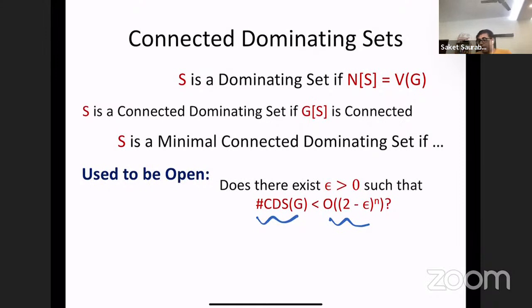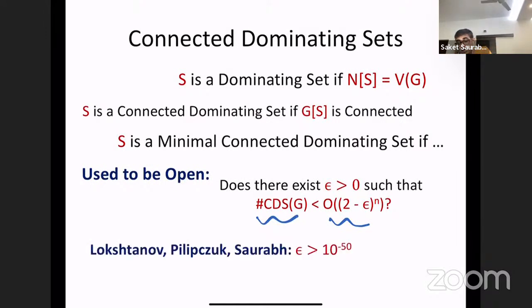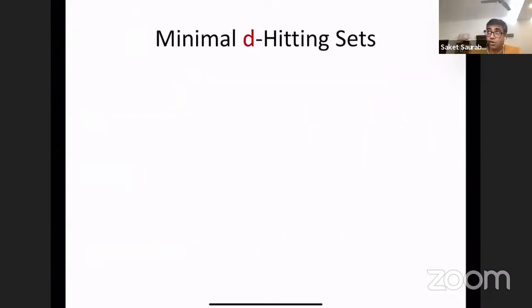And it took us a lot of time before we settled it, but epsilon is very bad. It's something like more than 10 to the power minus 50. So it's just for the sake of showing that 2 to the power n is not the right thing, and one should try something else. What they call a proof of concept.